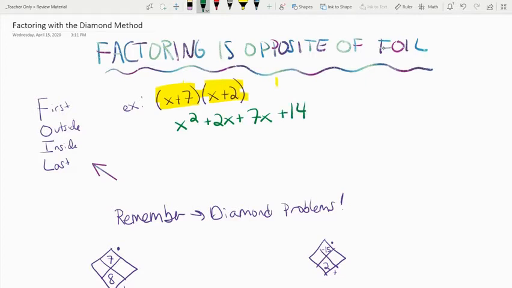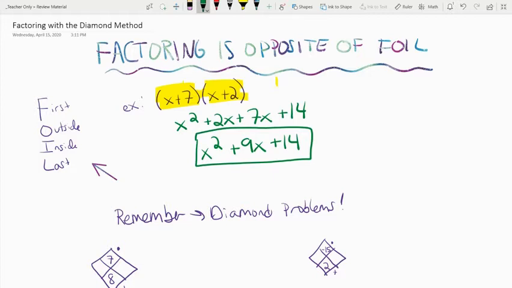Now we're not done because remember, we have to simplify by combining like terms. So we're going to wind up with x squared plus 9x plus 14. Okay, and this would have been your answer if you were doing foiling, and this is where you would have stopped. X squared plus 9x plus 14.